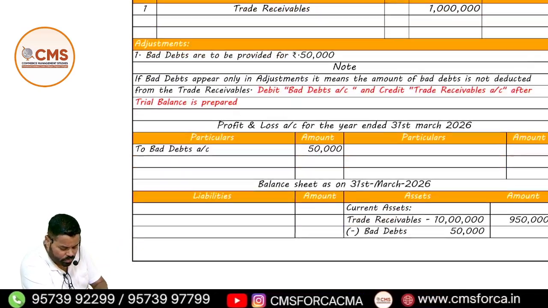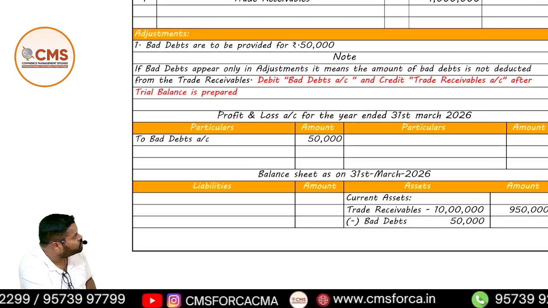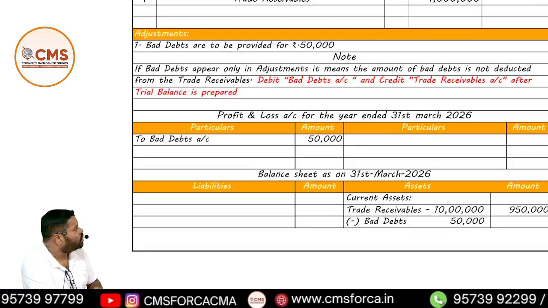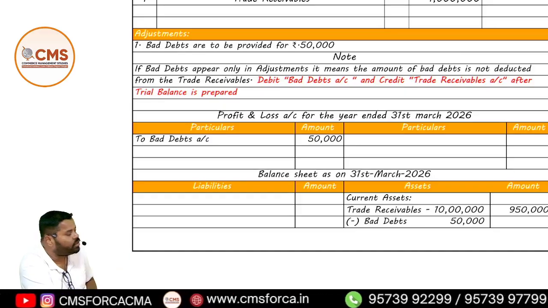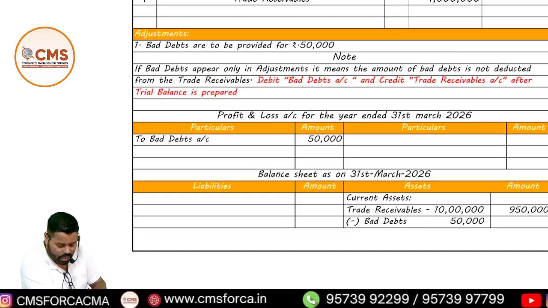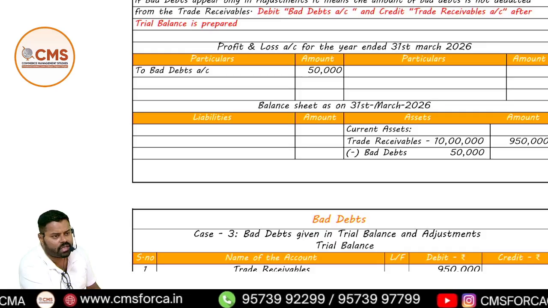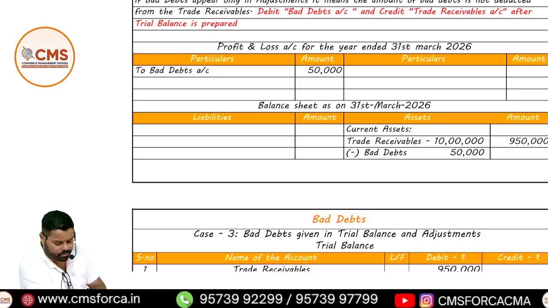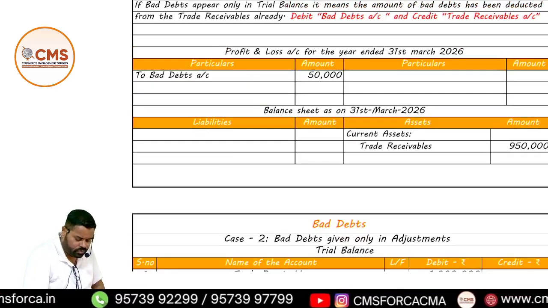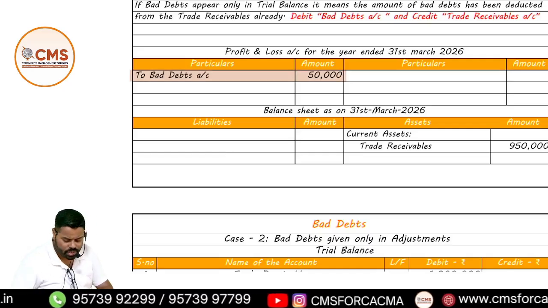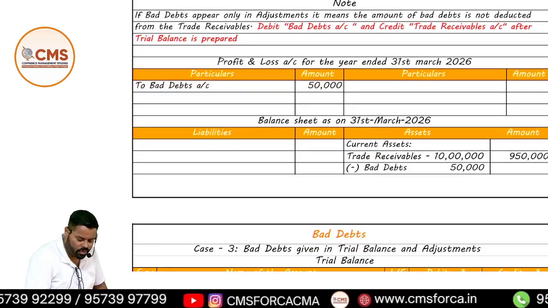Okay. So, what is the note? If bad debts appear only in adjustments, it means that the amount of bad debts is not deducted from trade receivables. So now we will debit bad debts and credit trade receivables after the trial balance is prepared. Now look at the P&L account. Do you see any difference between the P&L account in the previous case and the current case? Previous one, what did you write? Here, to bad debts. Do you see any difference here? No, nothing. This is common in both situations.